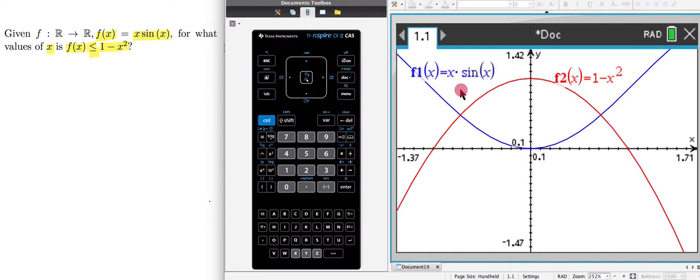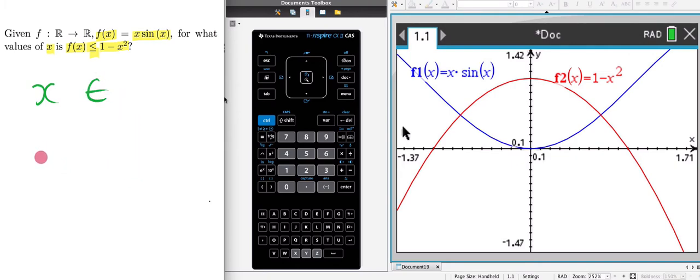Now what we want to find is where f of x or f1 of x, the blue graph, is less than our red graph. So it's obviously going to be from here to here. And we want the x values for which this is true. So as we come here and write down, our answer is going to begin with x is an element of, and then we'll put our answer in.